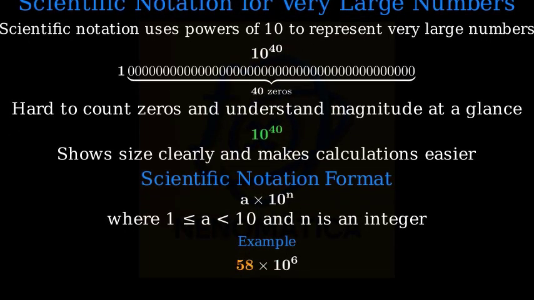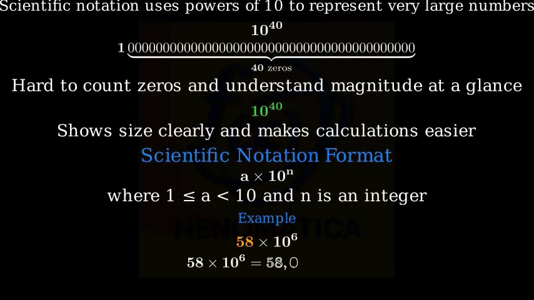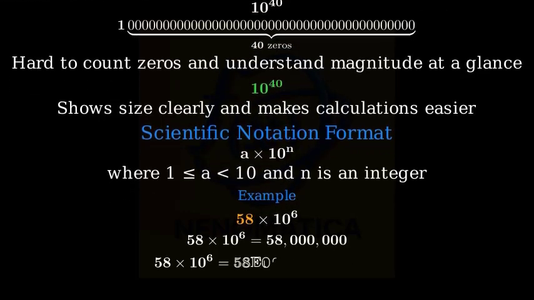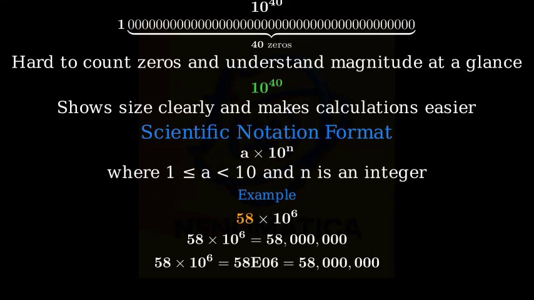Here we have the number 58 times 10 to the power of 6. This equals 58 followed by 6 zeros, which is 58 million. Scientific notation can also be written using the letter E. Here, 58 times 10 to the power of 6 represents the same value, 58 million.